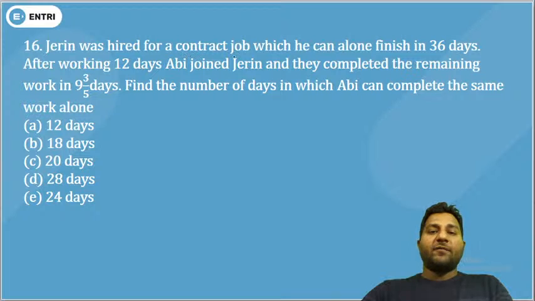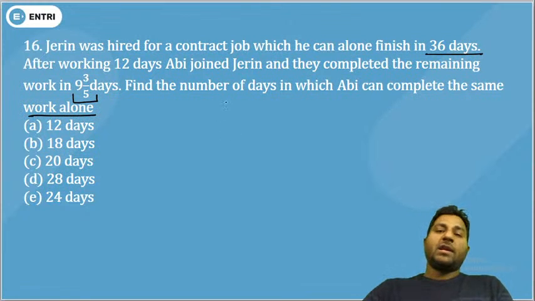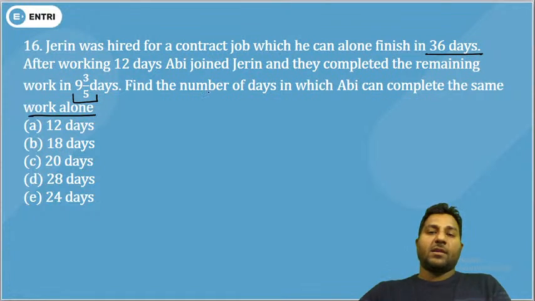Jerin was hired for a contract job which he can alone finish in 36 days. After working 12 days, Abhi joined Jerin and they completed the remaining work in 9 whole 3 by 5 days. Find the number of days in which Abhi can complete the same work alone. Now tell me, how are you going to solve this one?